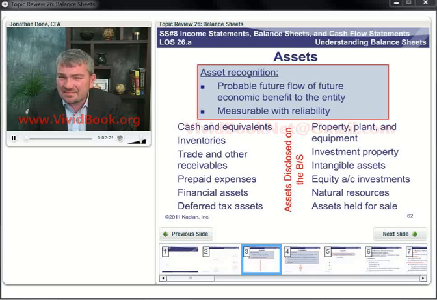Equity accounted investments, again I'm not excited by this, we'll see it really at level 2. This is essentially where you have investments in associate companies. Associate companies are where you have influence over them but not control. Natural resources, so when we've gone out and bought oil fields or maybe forests, etc. And then finally a classification called assets held for sale.